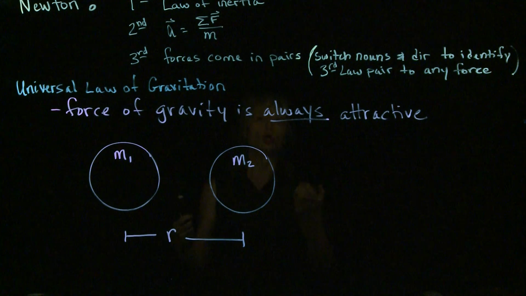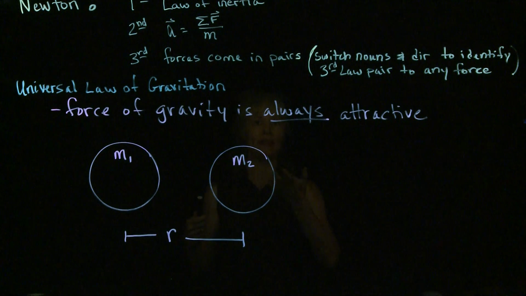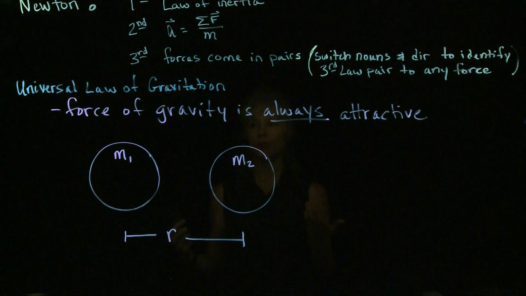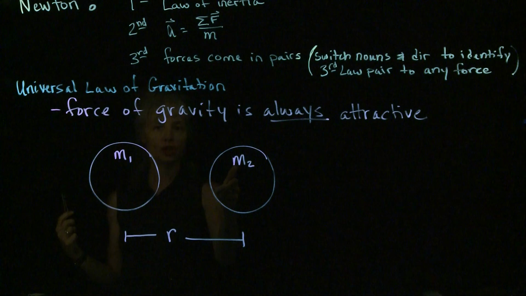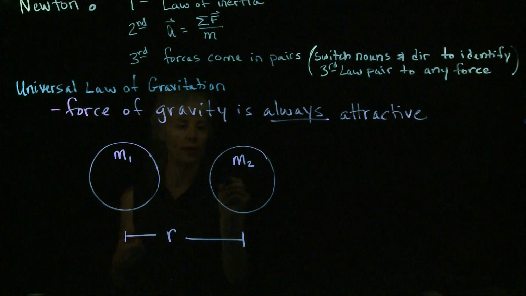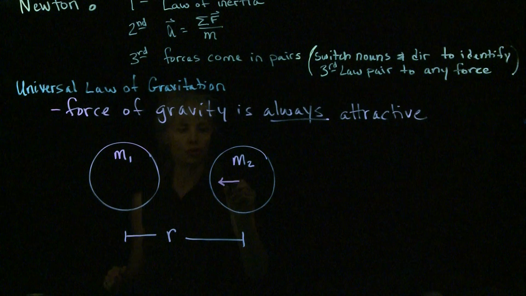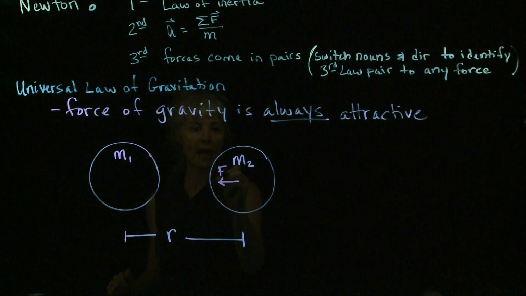Objects always pull other objects toward them, so the line that connects them gives us the direction of the force. For example, mass 2 feels a force from mass 1. Mass 1 is pulling mass 2 toward it, so there's a force felt on mass 2 that we can describe as the force on mass 2 by mass 1.